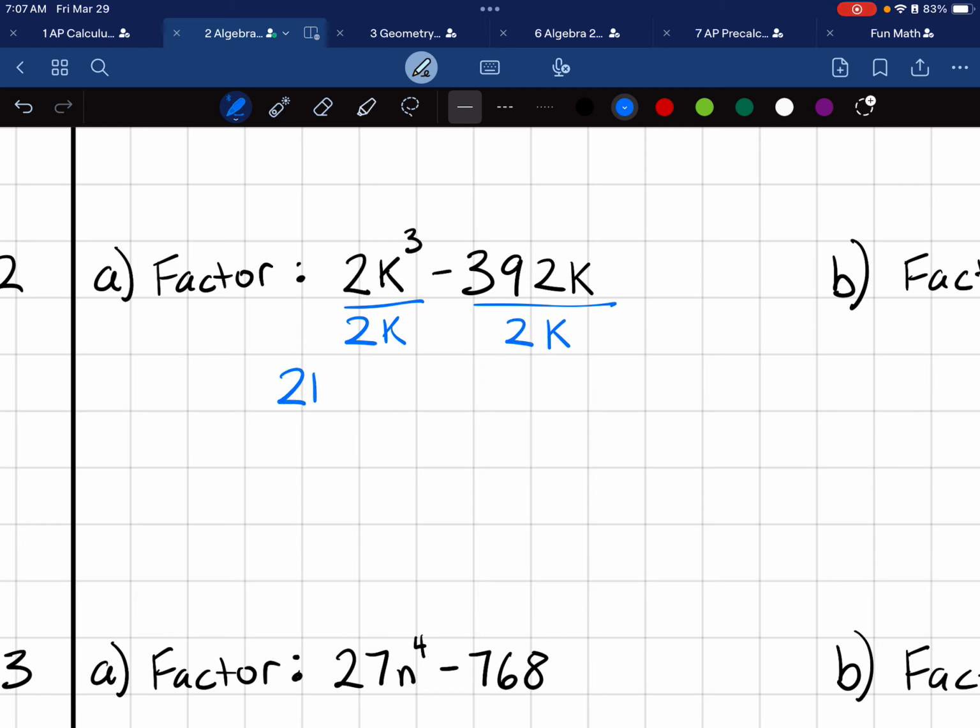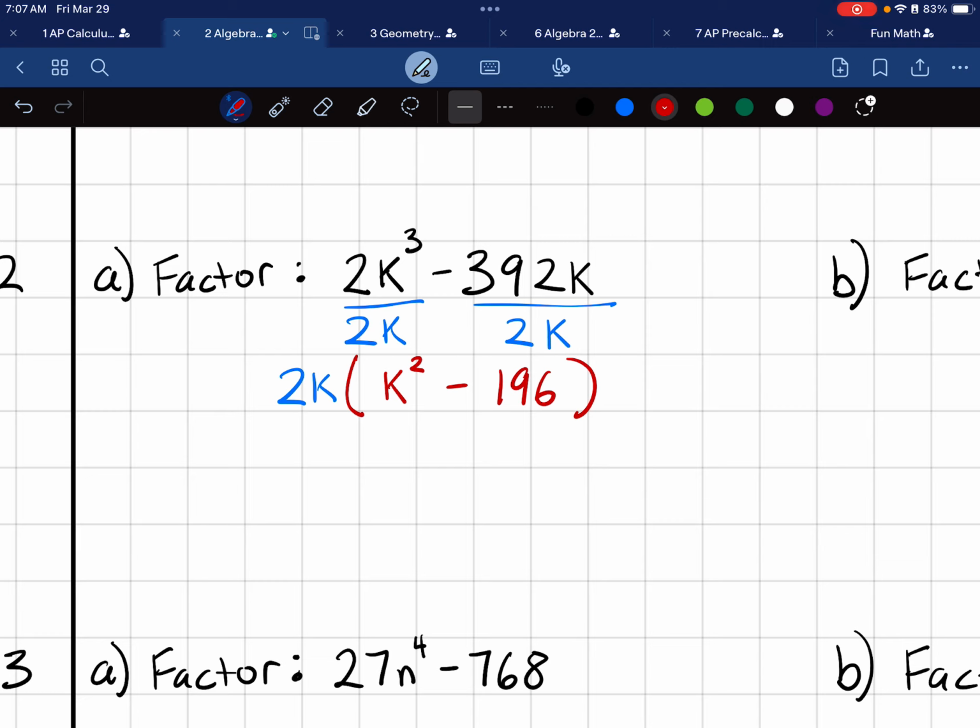If I factor out a 2k, what do I have left over? Well, this 2 and this 2 are gone. This k, there's a k to the power of 1 down here, so I just have to do 3 minus the 1 to get a k to the power of 2. I still copy down this sign and say it's k squared minus. Okay, now I need to do 392 divided by 2. That's going to be 196, and then these k's are gone, leaving behind just the 196.